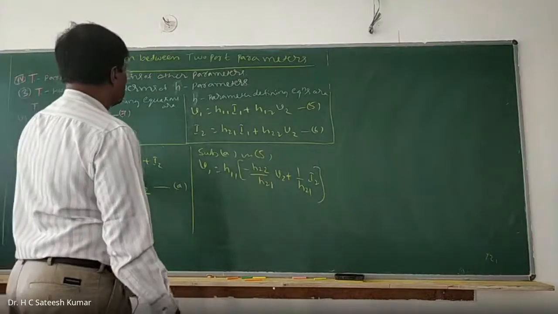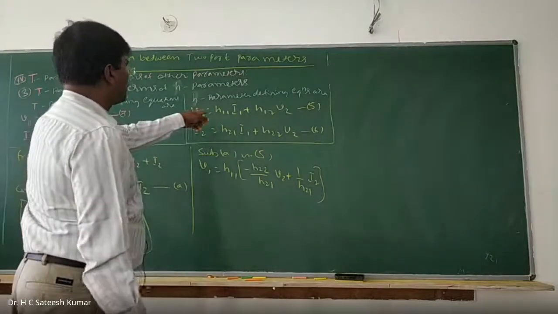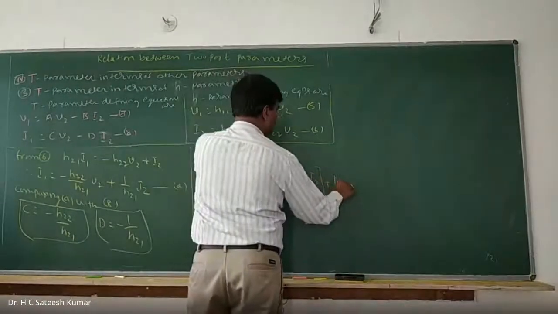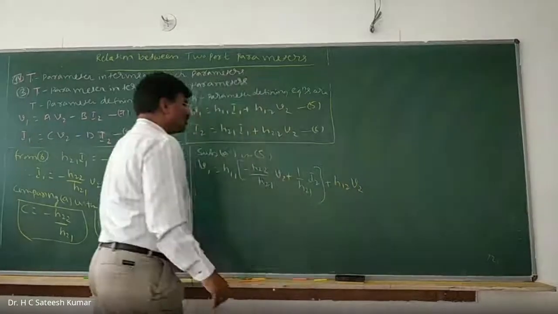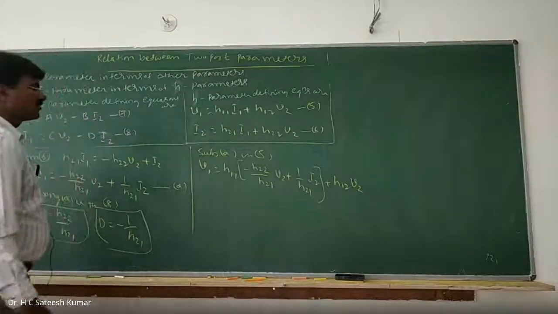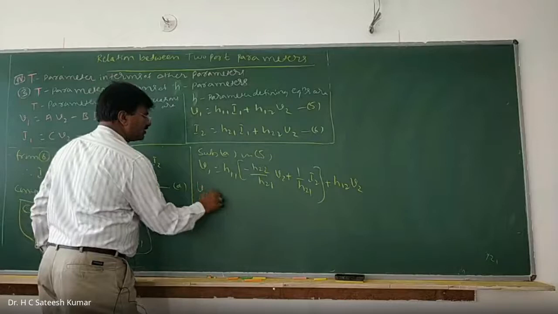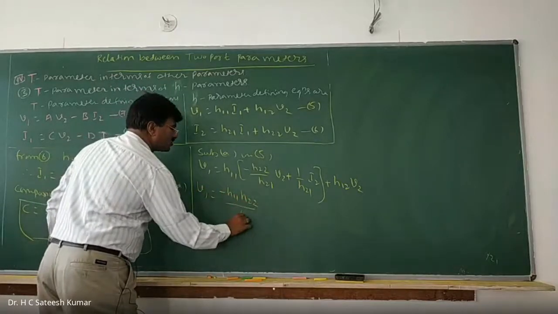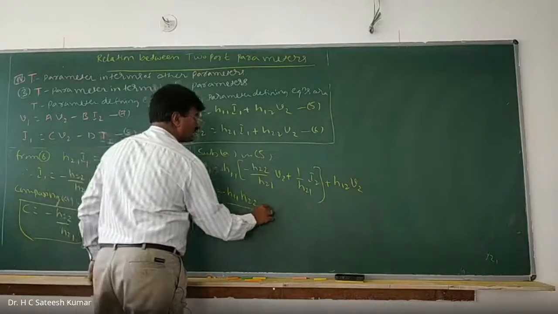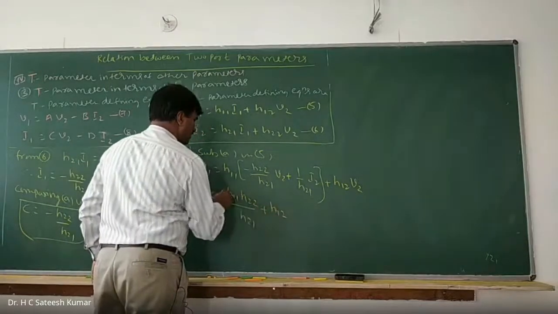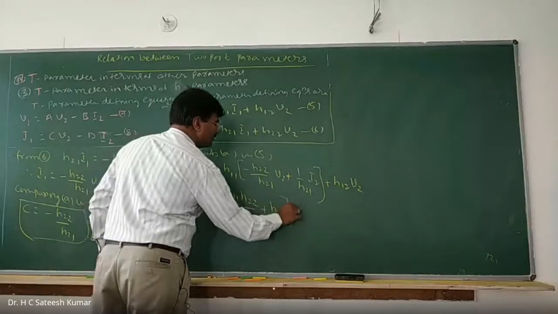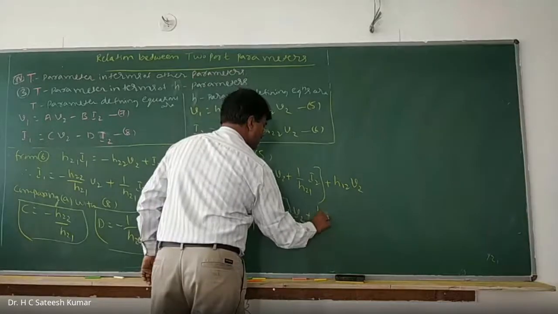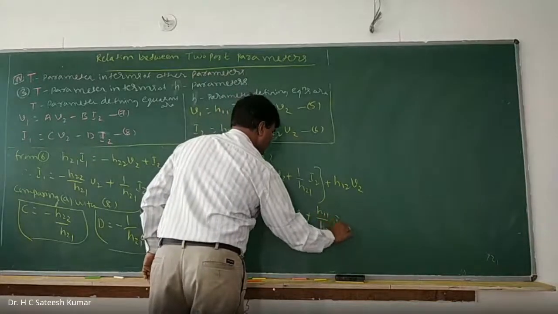V1 is equal to H11 into I1 we substituted plus H12 into V2. Now group the V2 terms and we can write it as V1 is equal to minus H11 H22 divided by H21 plus H12 into V2 plus, you multiply this with this, H11 divided by H21 into I2.